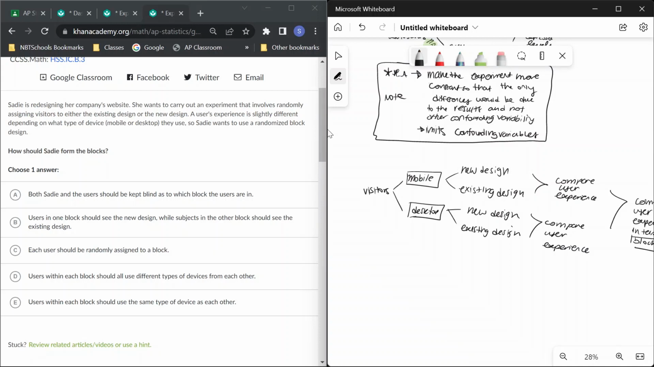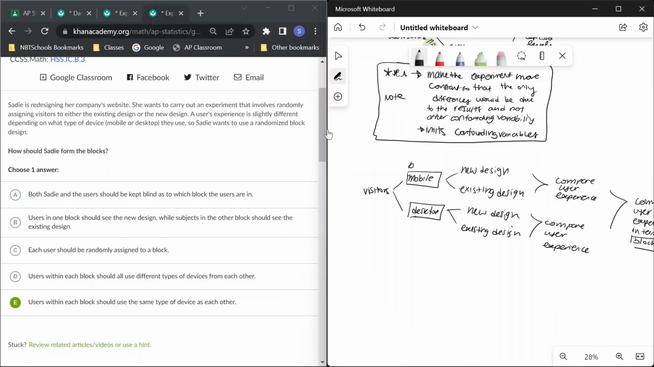Okay. So both the users should be kept blind. Users in one block should see the new design. No. Each user should be randomly assigned to a block. Users within each block should all use different types of devices from each other. Users within each block should use the same type of device as each other, right? So this is block 1.